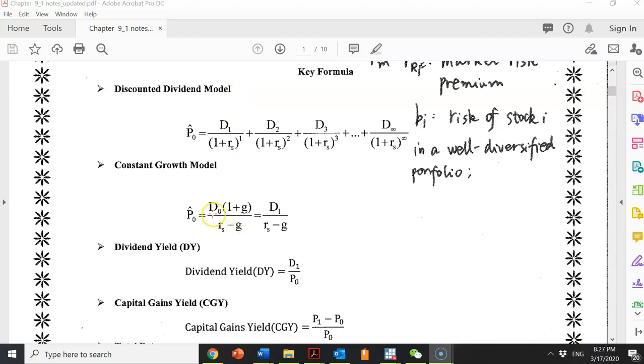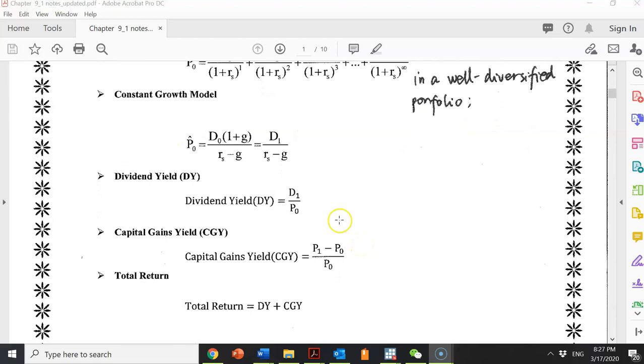We use D0, the dividend that is given out at time 0, multiplied by 1 plus g, the growth rate of dividend, divided by RS, stock return, minus g, the growth rate of dividend. Which is also equal to D1, the dividend at time 1, divided by RS minus g. And this is equal to stock price.